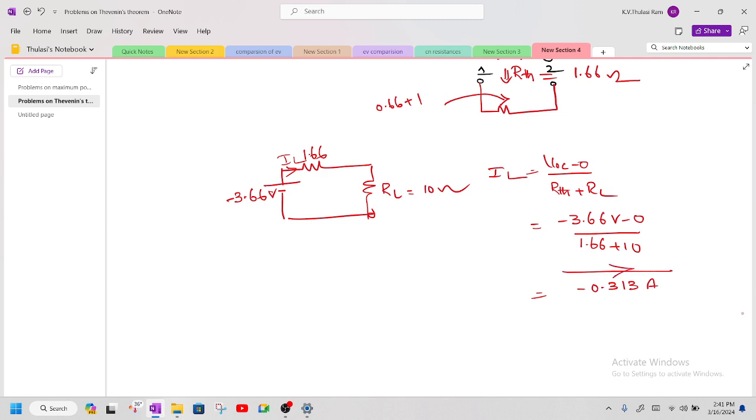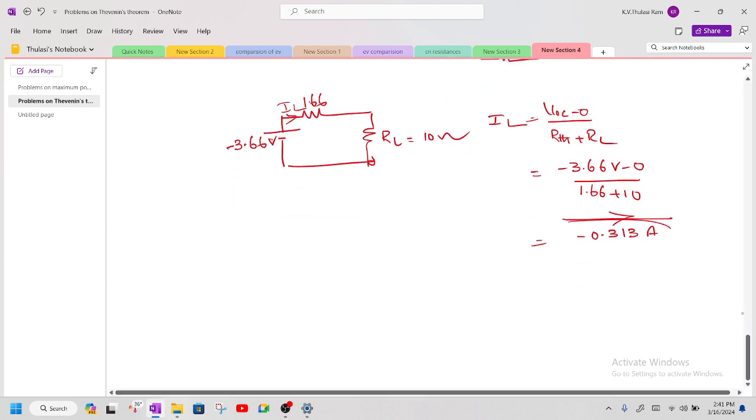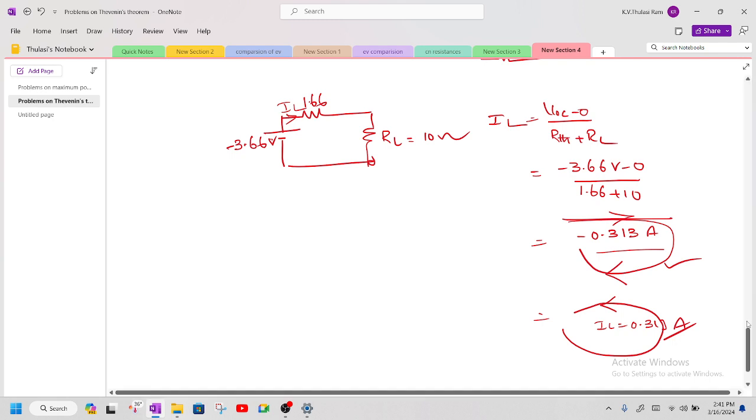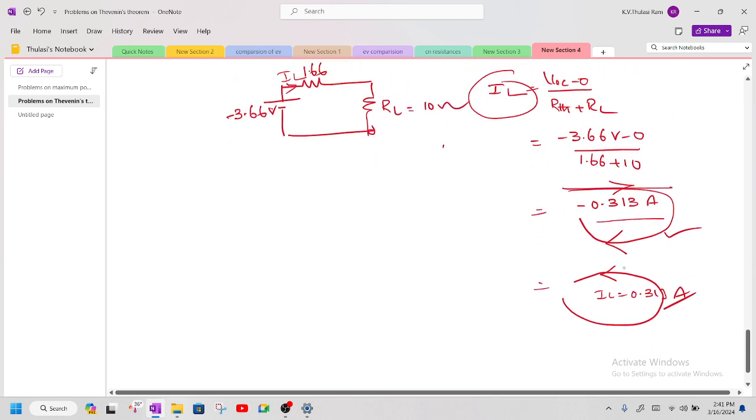If you take this direction, the current is flowing in the clockwise direction as 0.313. And if you take the current in the opposite direction, like counterclockwise, then you are going to get this IL as 0.313. So getting positive or negative current is nothing wrong, but you have to see where the polarity and how the voltage source is present. So this is how to find out the load current.